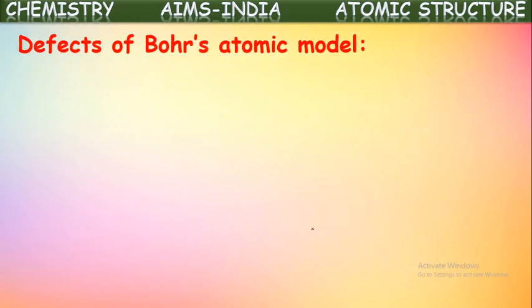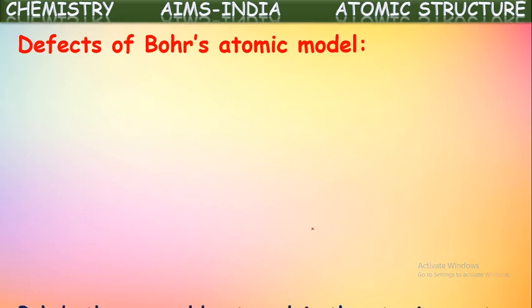Next, defects in Bohr's model of the atom. Even though it gives much clarity about the structure of the atom, how electrons exist in atoms, how electrons revolve around the nucleus, why those orbits are called stationary orbits, and how energy changes occur when an electron jumps from one orbit to another, there are still some drawbacks or limitations in Bohr's model of the atom.